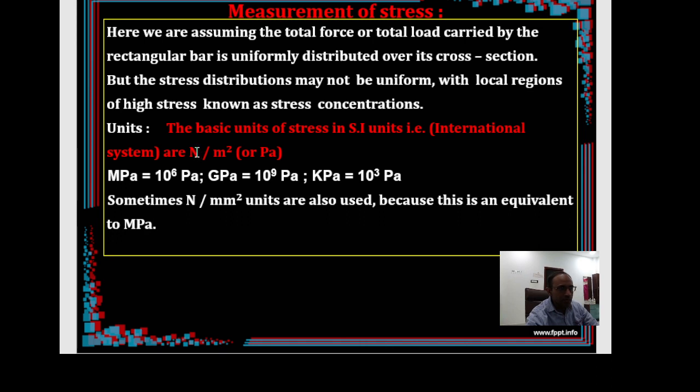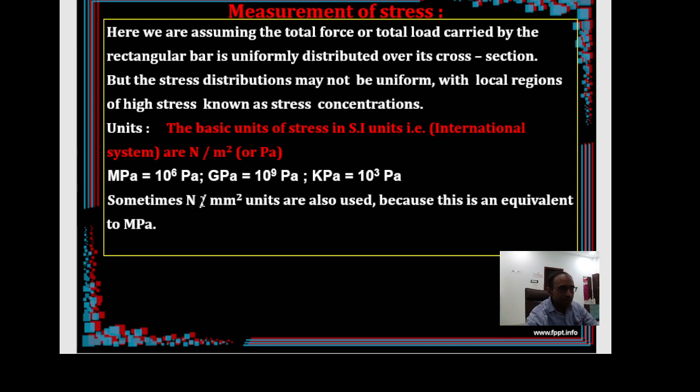Now the units: because we are saying force per unit area, stress can be expressed in Newton per meter square, or Newton per centimeter square, or Newton per mm square. When we are dealing with problems, the terms we will mostly use are megapascal, gigapascal, kilopascal. We all know kilopascal is 10 to the power 3, giga 10 to the power 9, and megapascal 10 to the power 6. Most of the time we will be using megapascal. You can simply say 1 megapascal equals 1 Newton per mm square.